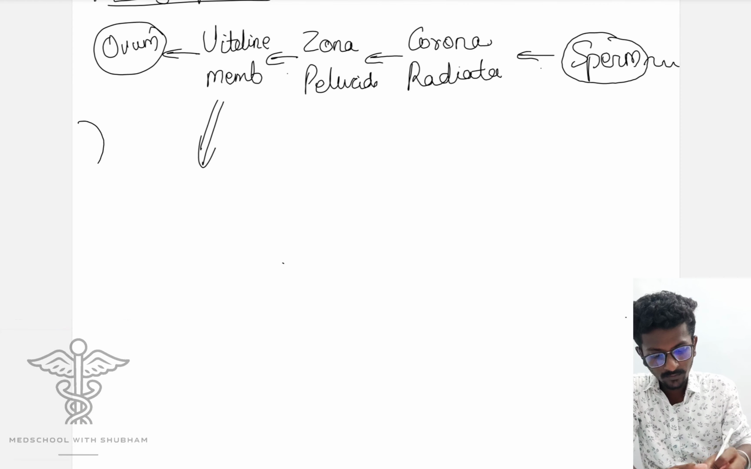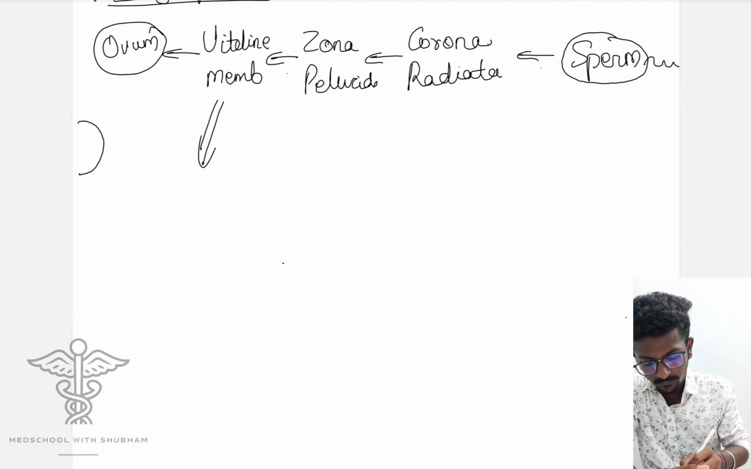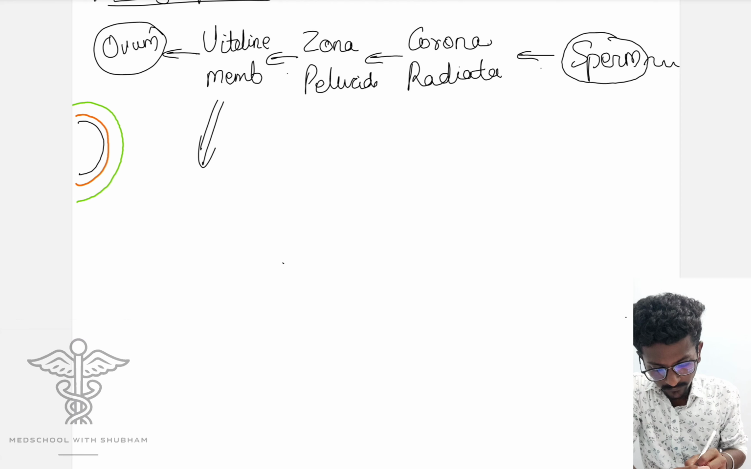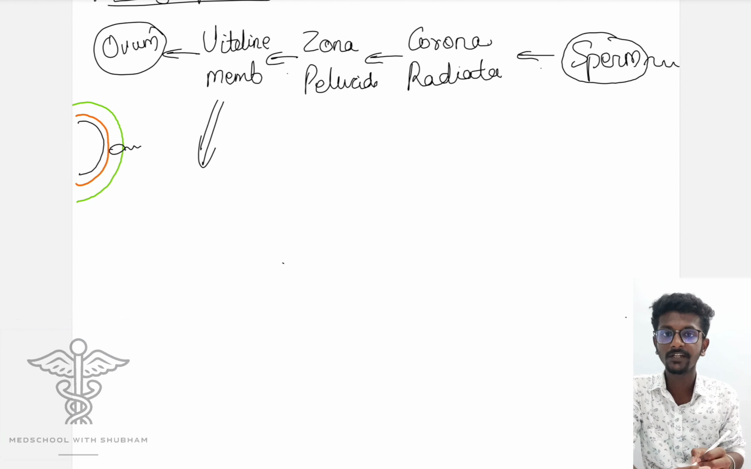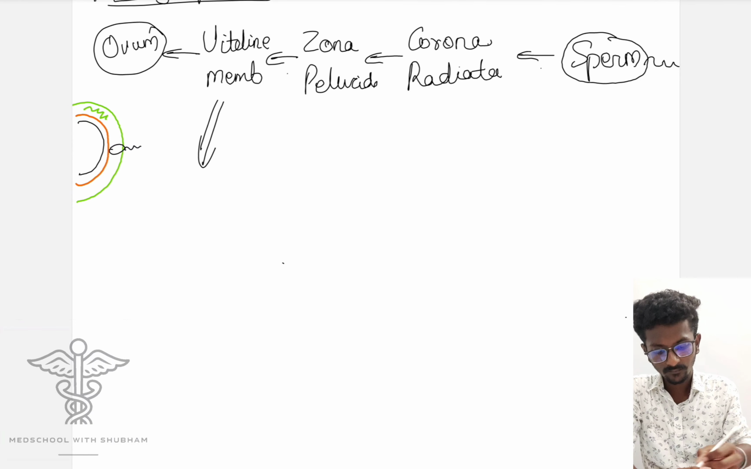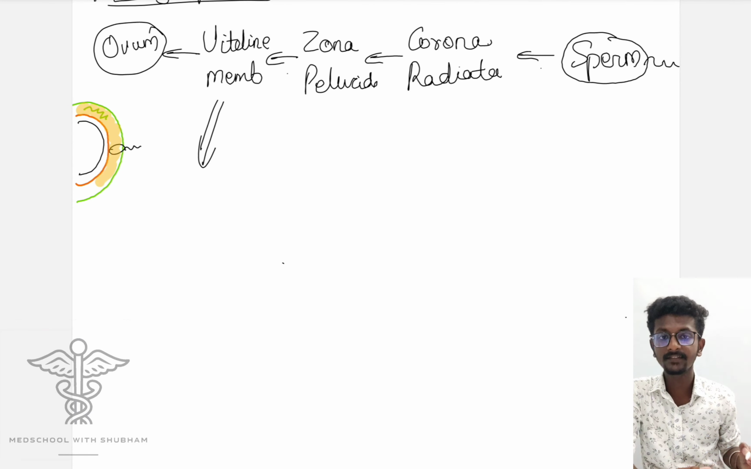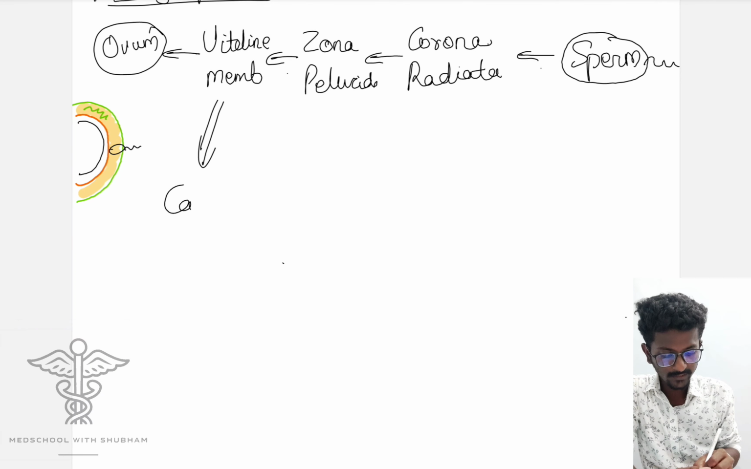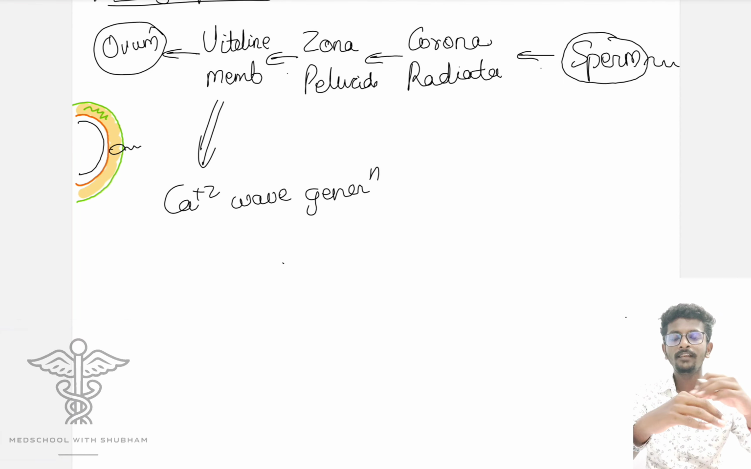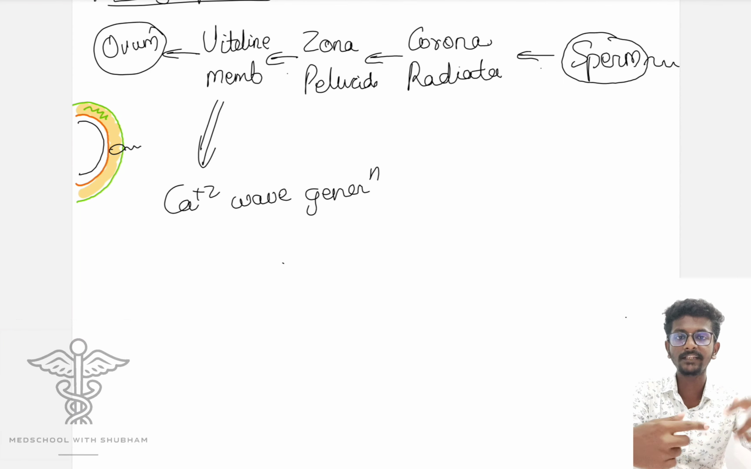This was the ovum. Over that we had this vitelline membrane, and over this we had the zona pellucida layer. Now when the sperm reaches this zona pellucida, a calcium wave will be generated in this region. Now what is calcium wave generation? A high amount of calcium will be released in that space, and that is called calcium wave generation.